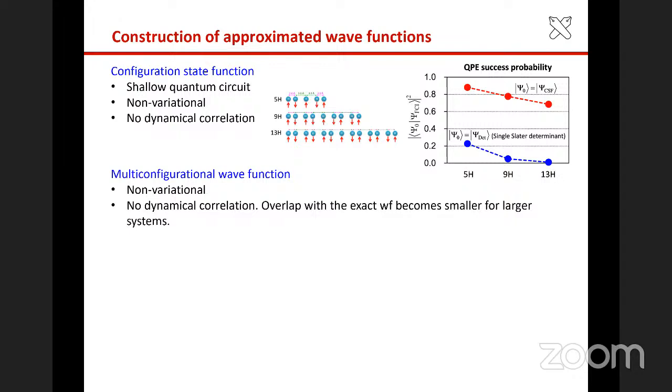Another approach I mentioned was the multi-reference wave function. Again, this multi-reference wave function is non-variational. Unfortunately, this wave function doesn't include dynamic correlation. So basically, the overlap with the exact wave function becomes smaller for larger systems.